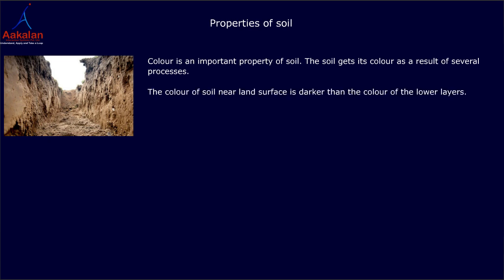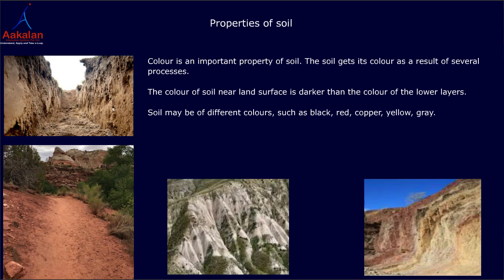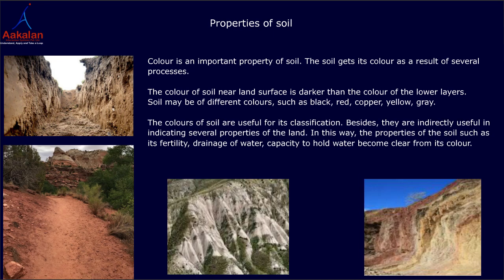The color of soil near land surface is darker than the color of the lower layers. Soil may be of different colors such as black, red, copper, yellow, grey. The colors of soil are useful for its classification. Besides, they are indirectly useful in indicating several properties of the land.